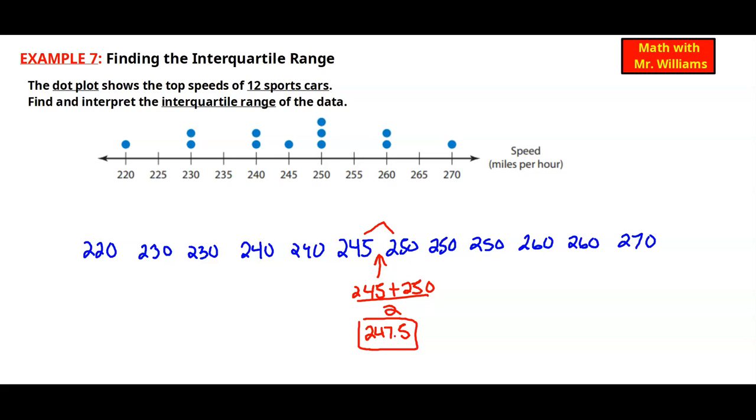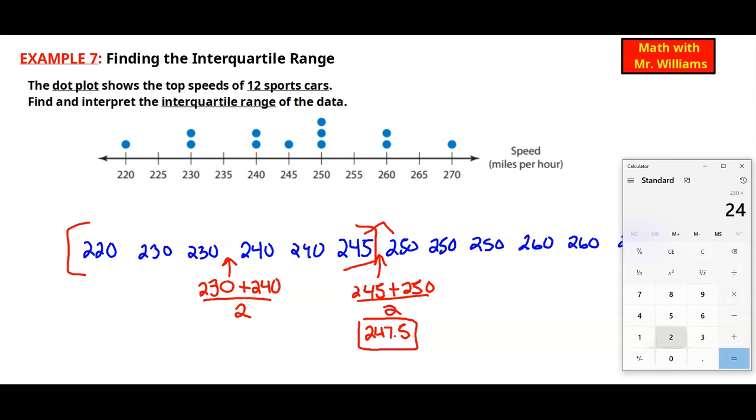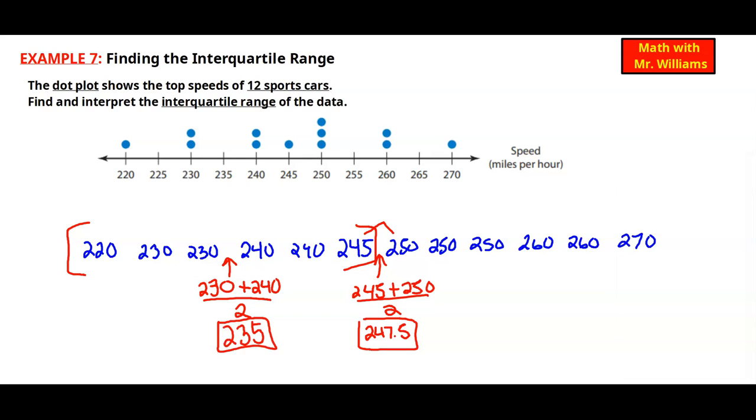So for the first quartile, we need to find the middle number, or the median, of the first half of the numbers. So these numbers right here. The middle number will be between 230 and 240. So we need to add these up and divide by 2. Let's use our calculator. Add those up, it equals 470, and we divide by 2, 235. This would be for our quartile 1.